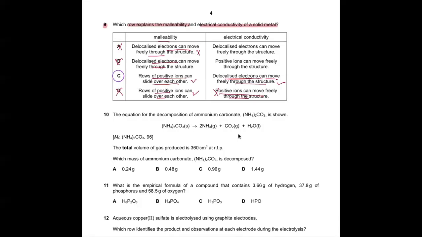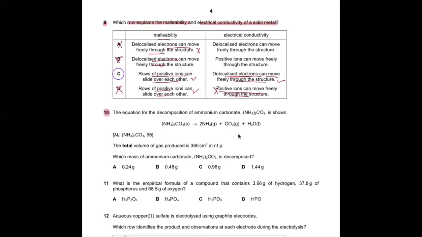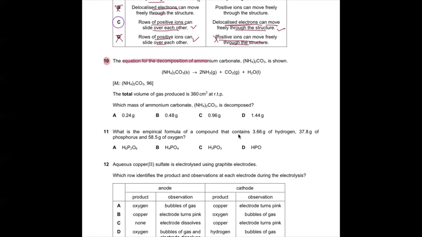Now, MCQ number 10. The equation for the decomposition of ammonium carbonate is shown. And we have the Mr of ammonium carbonate. The total volume of gas produced is 360 cm³ at RTP. Which mass of ammonium carbonate is decomposed?